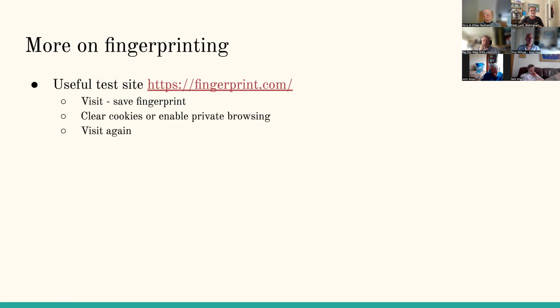So the general idea is you go to this website, fingerprint.com, you have a look at what fingerprint it's returning. I'll show you a screenshot in a minute. You can clear your cookies, you can enable private browsing, you can turn on your VPN, whatever you like to do. You go back to the website and the chances are very high you get an identical number back.